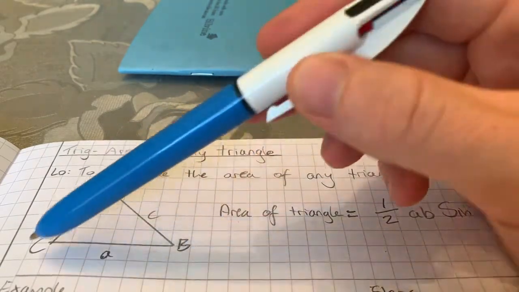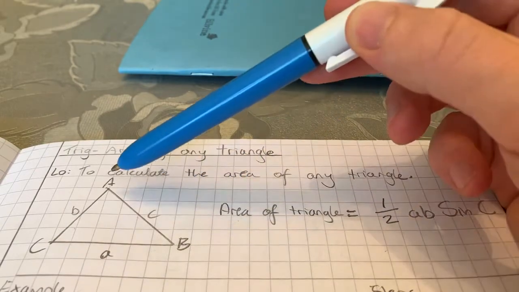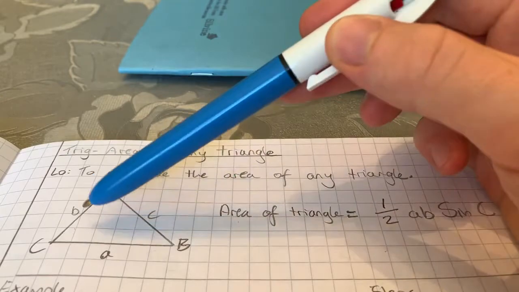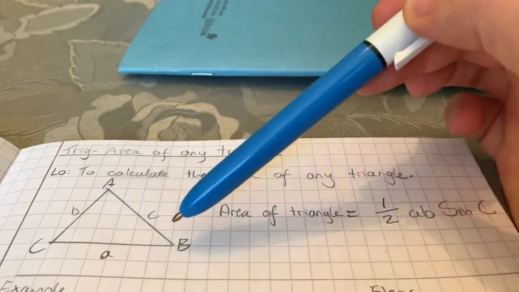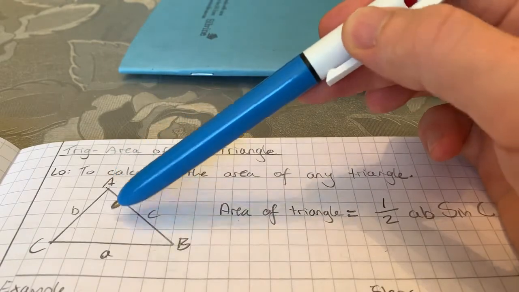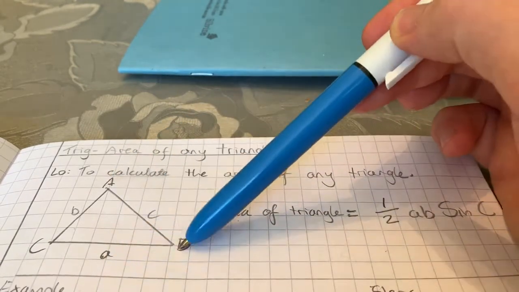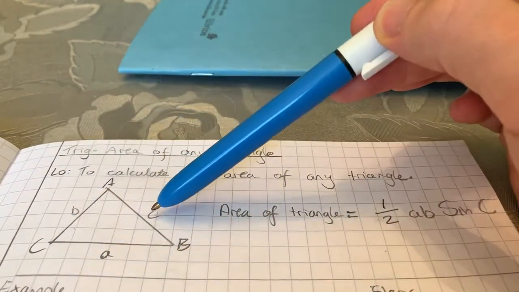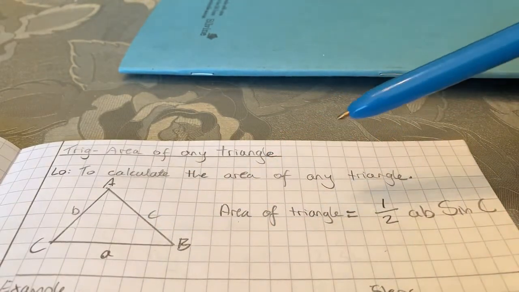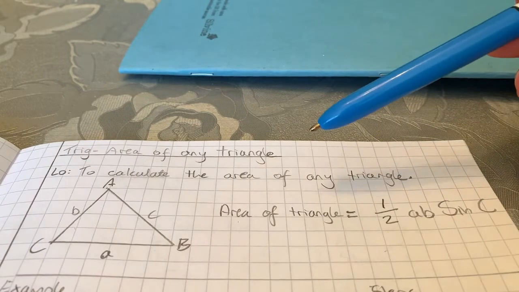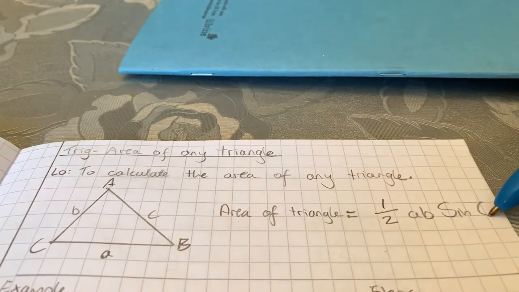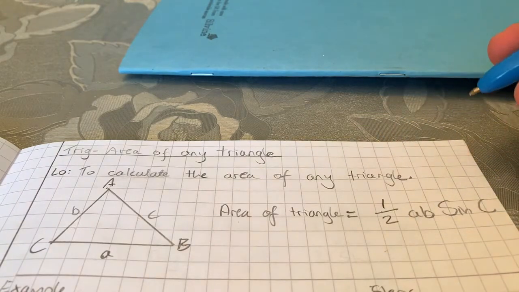So A, B, C, capital letters for the corners, lowercase a, b, c for the sides. It doesn't matter too much which side is labelled which, but capital has to be opposite lowercase. That's important. Capital, lowercase, capital, lowercase. And the formula is, you need to memorize this, it's not given to you in any exams, is half AB sine C for the area of the triangle.